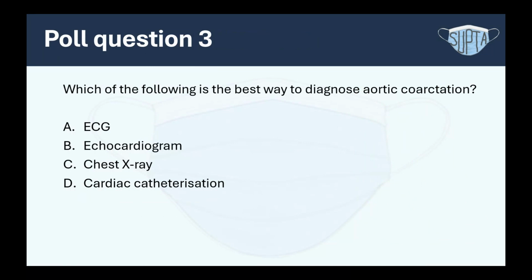Okay, now a next poll question, and that is, which of the following is the best way to diagnose an aortic coarctation? Connor, if you could release the next poll question for me, that would be great. Thank you. So we have 4 options here. Option A is going to be an ECG, option B is going to be an echocardiogram. Option C is a chest X-ray, and option D is a cardiac catheterization.